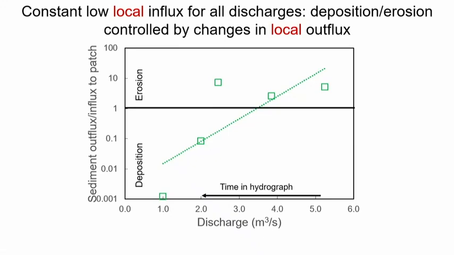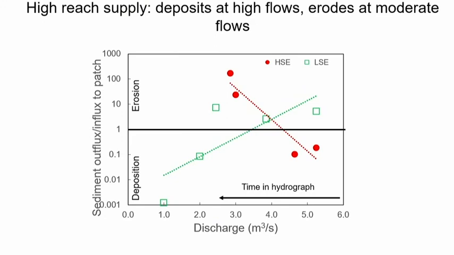Now, if we look at the high supply experiment, you might expect, because we had a lot more deposition, that would just shift this line down, right? We had more deposition during high supply experiment, so everything should just be more towards deposition. But if we look at what we actually measured, we just flipped the axes and it's a total mess. We have now deposition during high discharges and erosion during low discharges. I know, it's a lot to wrap your head around. So what's going on here?